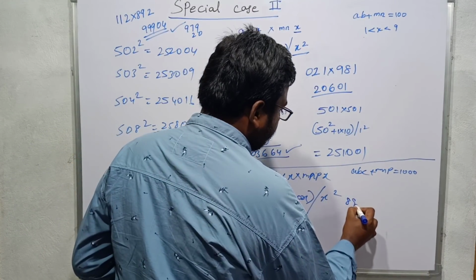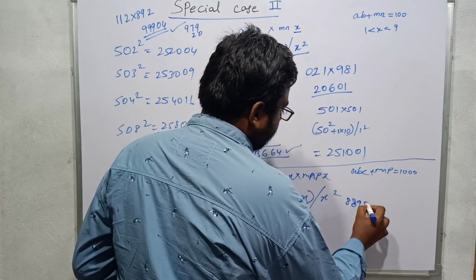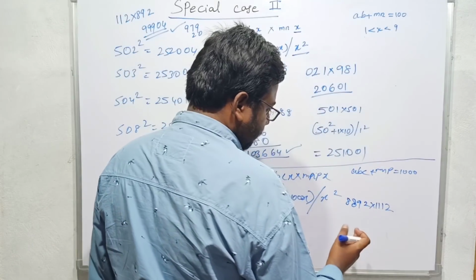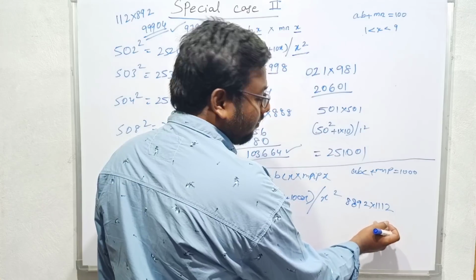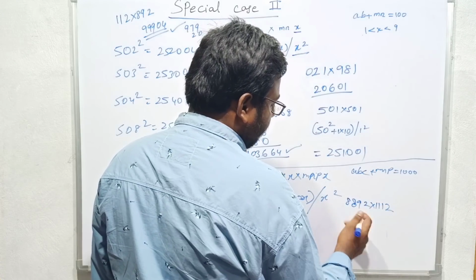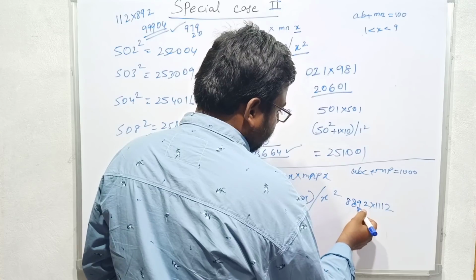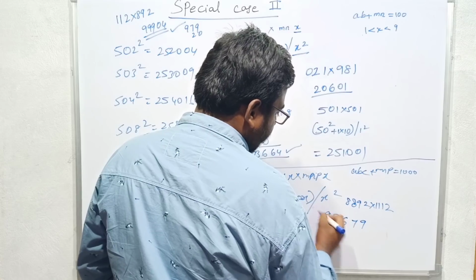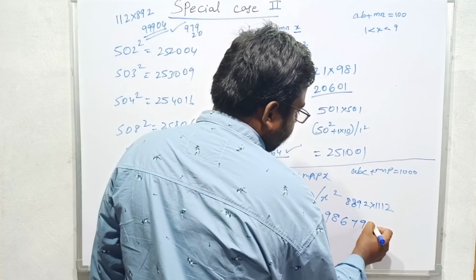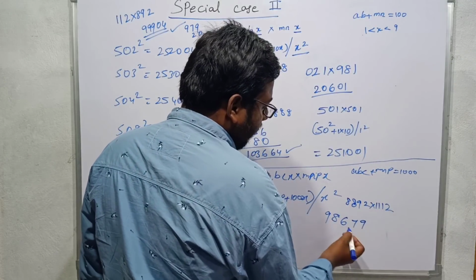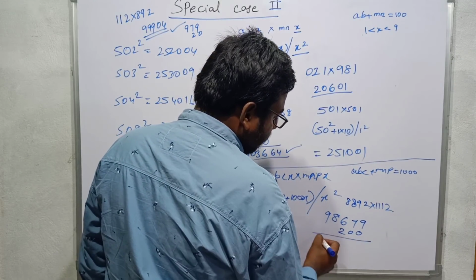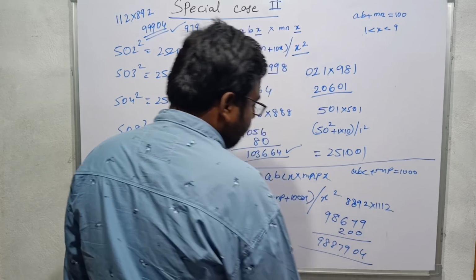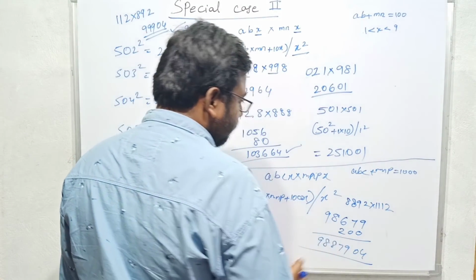To calculate 8892 into 1112, if I have to calculate 889 into 1111, because I know the trick of multiplying 1111 with 889, so this is 9, 7, 17 plus 8 is 25, 26, 88, 16, 2, 8. 98679, and for 98679 you have to add 200. 9887904 is our result.